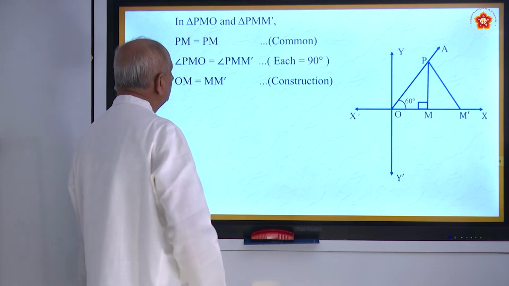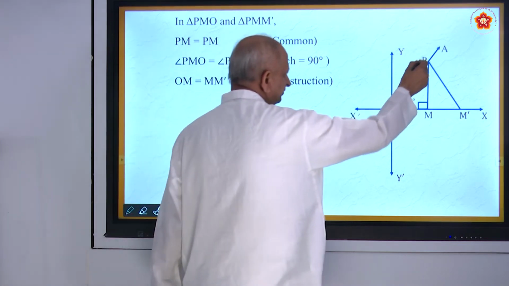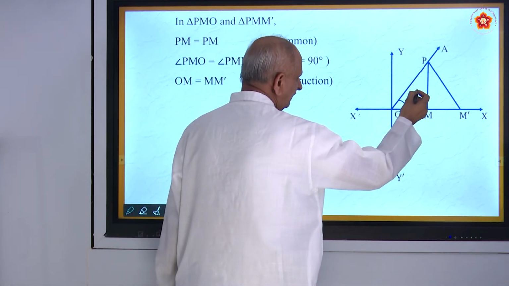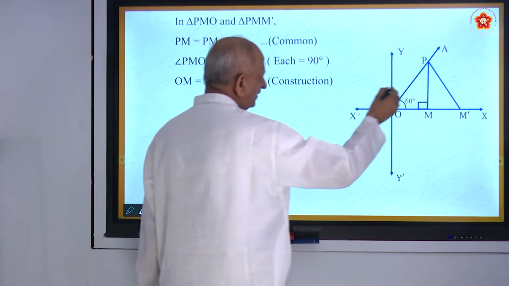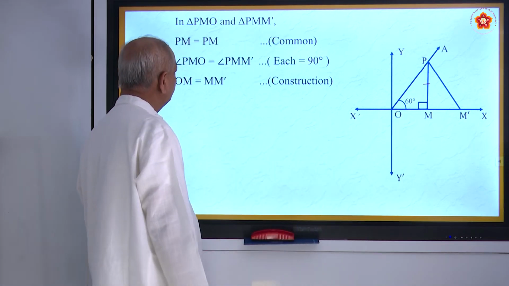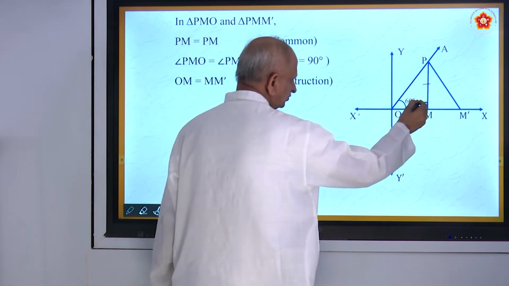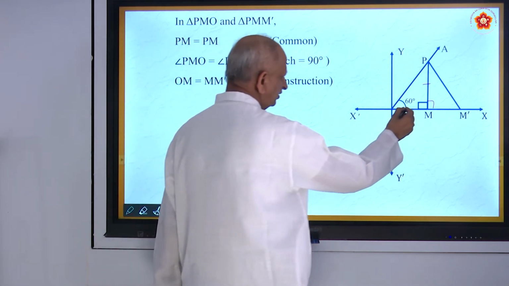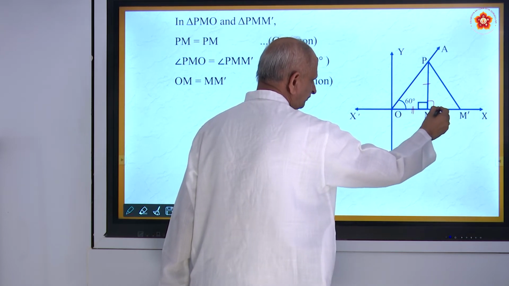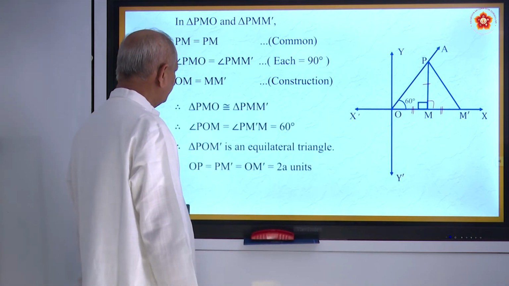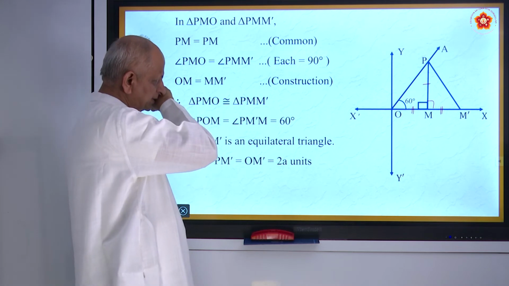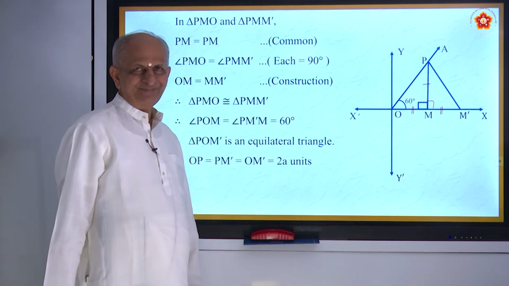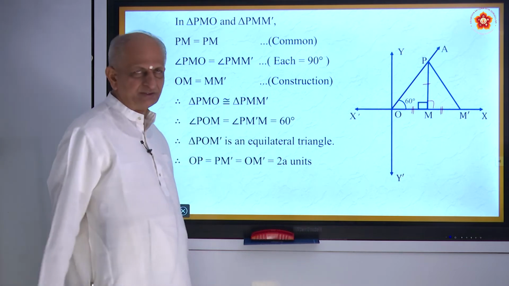So you see, in triangles PMO and PMM dash, there are two right angle triangles. PM is equal to PM. This is a common side for both the triangles. And angle PMO is equal to angle PMM dash. So these two angles are 90 degrees, that is, a perpendicular drawn. And then you have done the construction, OM is equal to OM dash. Therefore, these two triangles are congruent. Is it not? That means if you cut the triangle PMO and keep it on PMM dash, both will be equal.